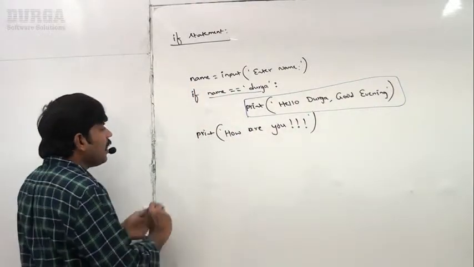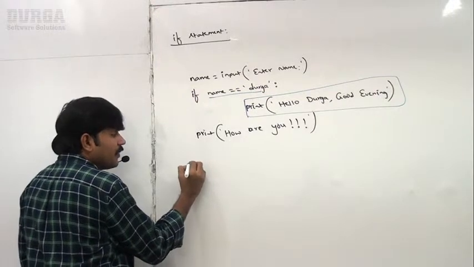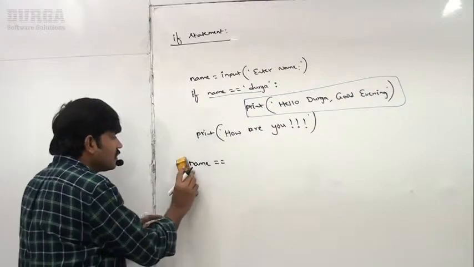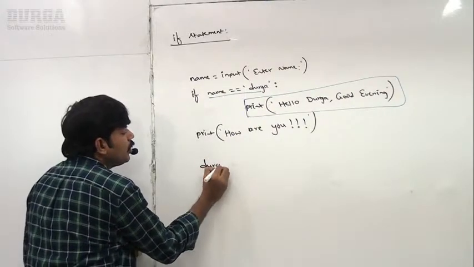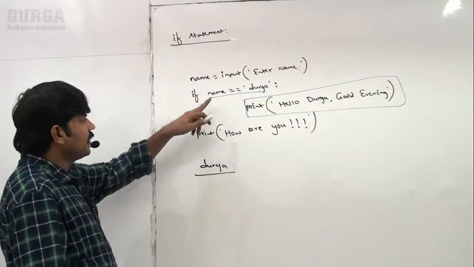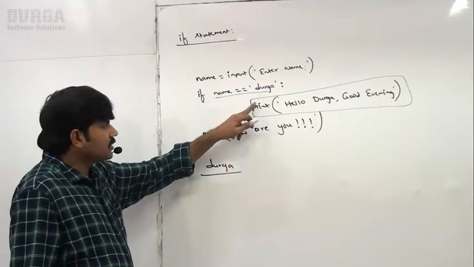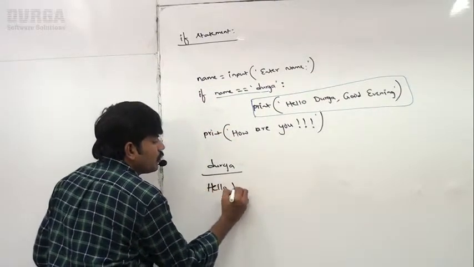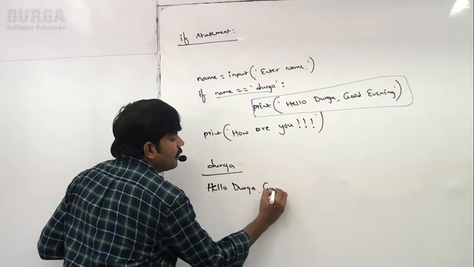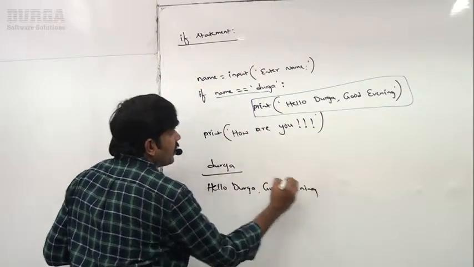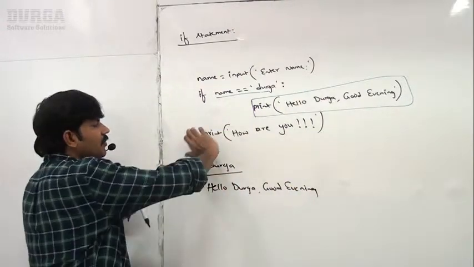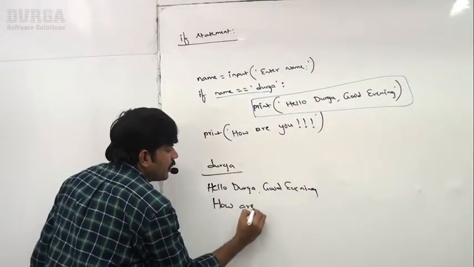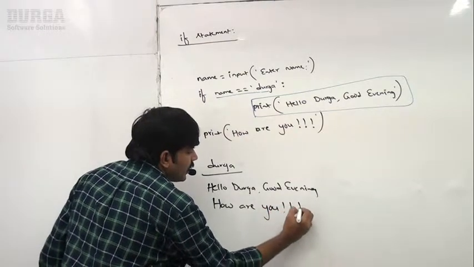Now if I entered name as Durga, sir, can you please tell what is the output we are going to get? Yes, friend, name is equal to Durga. This condition satisfied. Now this one is going to execute. Hello Durga, good evening. Next, after that, remaining statements will be continued as usual. That's why, how are you? Like this you are going to get the output, sir.